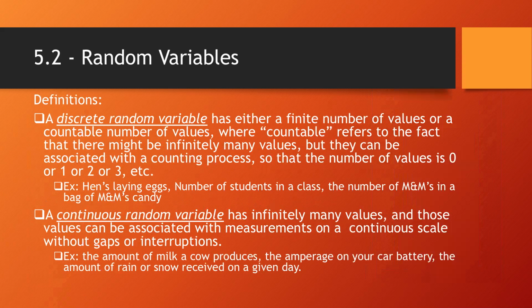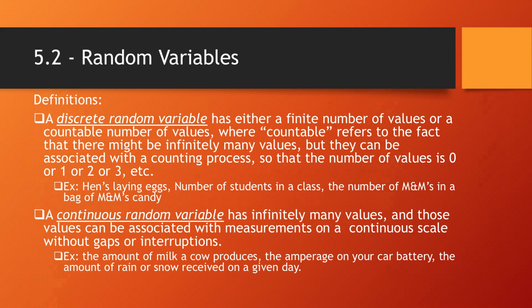So we have two things: discrete random variables, which is what that example on the last slide was, and then continuous random variables. Discrete means a finite number of values or a countable number of values. Countable refers to the fact there might be infinitely many values, but they can be associated with a counting process, so the number of values is 0, or 1, or 2, or 3, etc. Examples could be hens laying eggs, the number of students in a class, or the number of M&Ms in a bag of M&Ms candy.